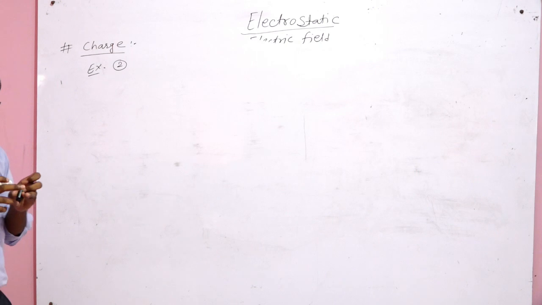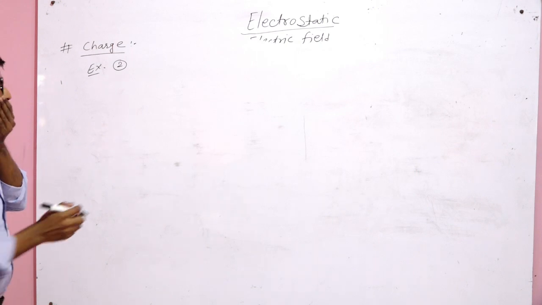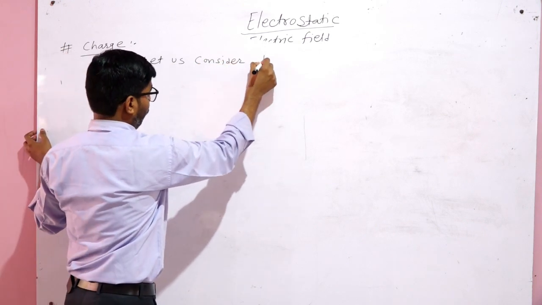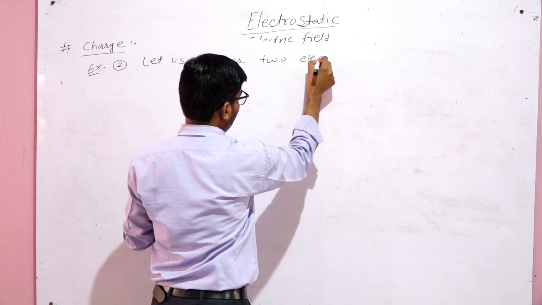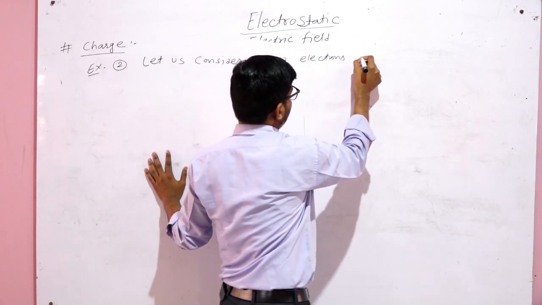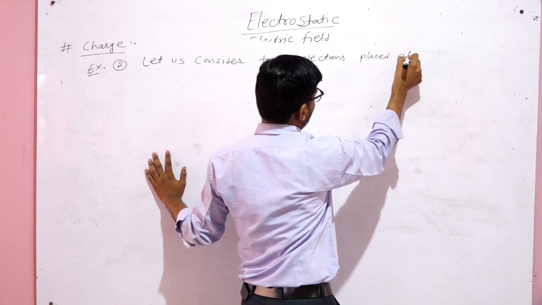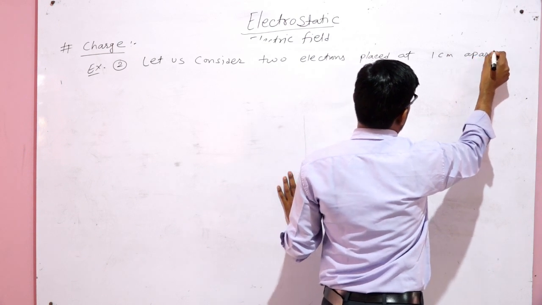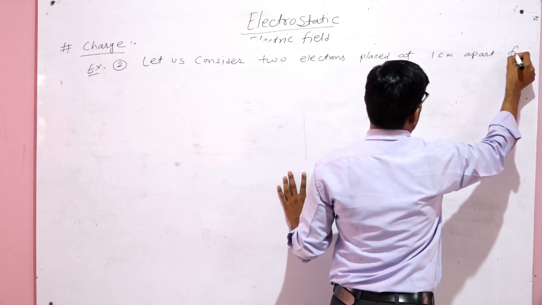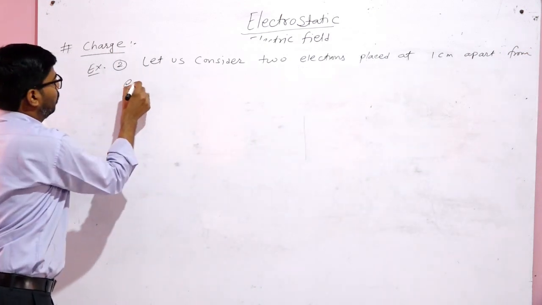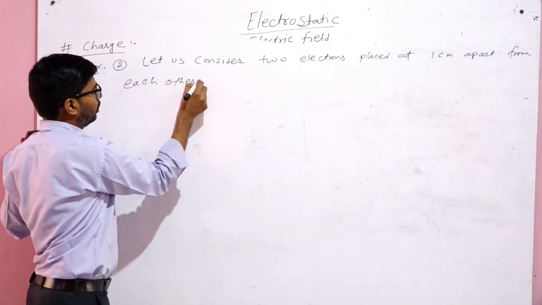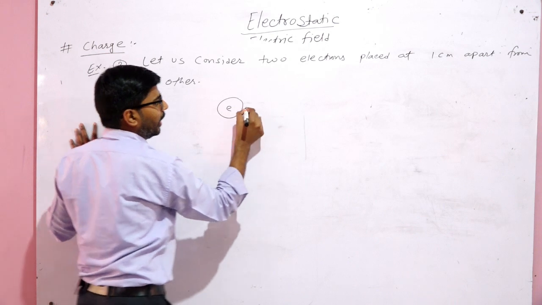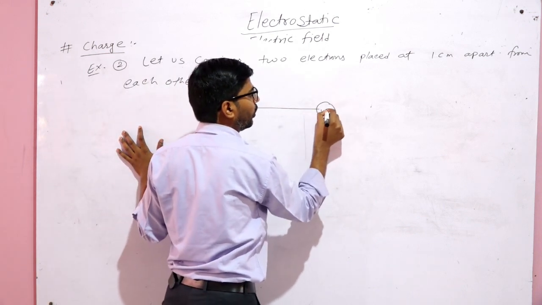Example second. Let us consider two electrons placed 1 centimeter apart from each other. See, this is 1 electron and this is 1 electron.